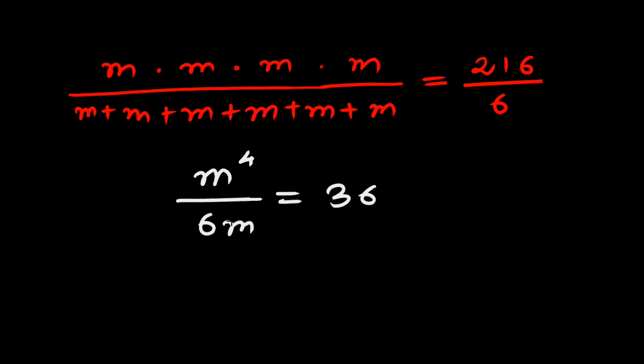Notice that if m were 0, the original denominator would also become 0, making the expression undefined. So 0 is not a valid value anyway. After canceling, we are left with m cubed divided by 6 equals 36.